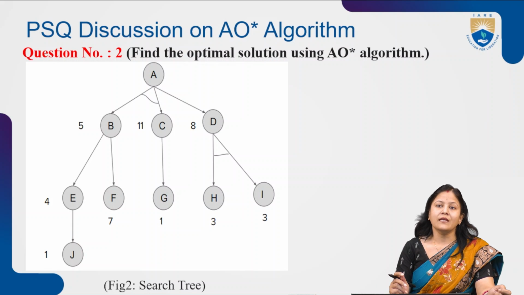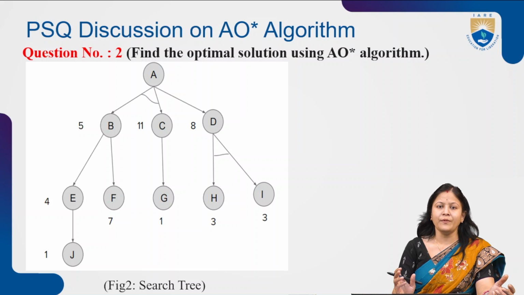Find out the optimal solution using the AO star algorithm for the given search tree. Now, a similar pattern but a little bit different. Here A is the goal node. The main goal of this particular problem is how to achieve A. Under A, 3 children are there: B, C and D. So how can we achieve A?